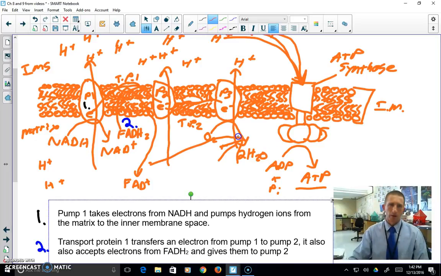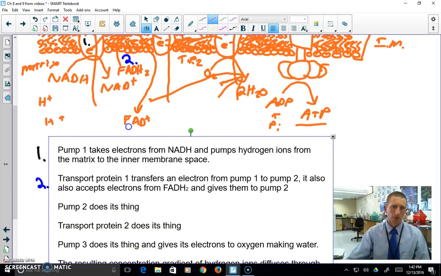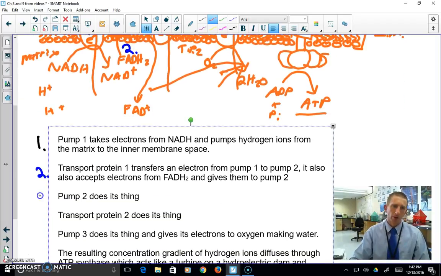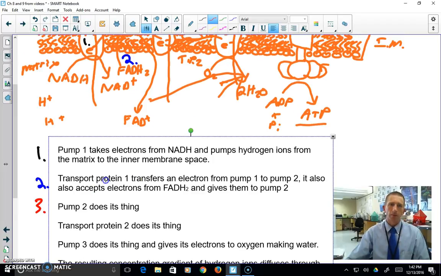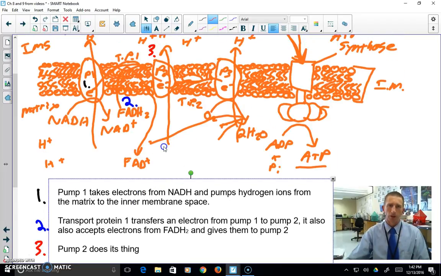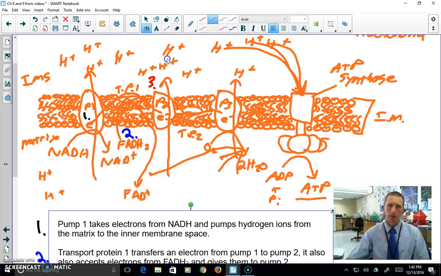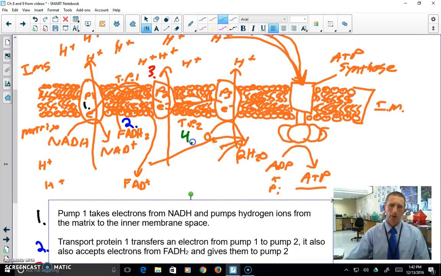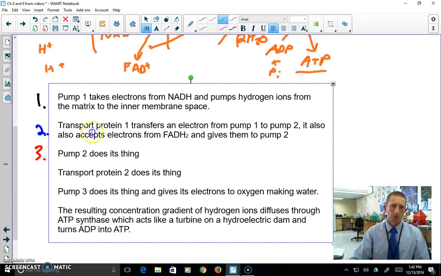So now we have our third step. Our third step obviously involves pump number 2, right? Even while I was typing, I tried to be really short so that you could be really short in your notes. So pump 2 does its thing. It does the same thing as pump 1. It takes a hydrogen ion and pumps it across the membrane into the inner membrane space, right? So that's 3.